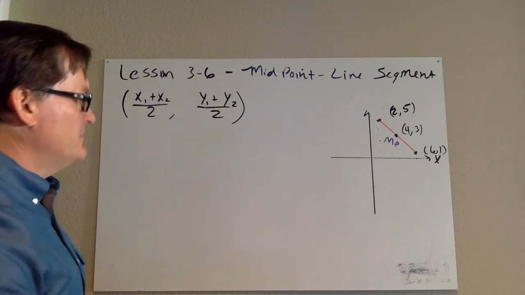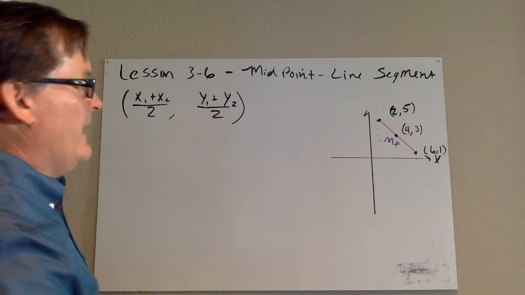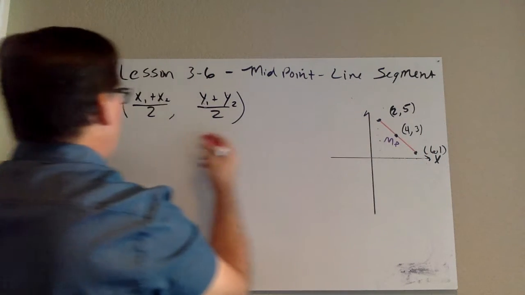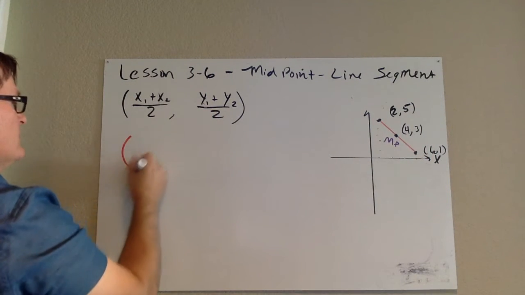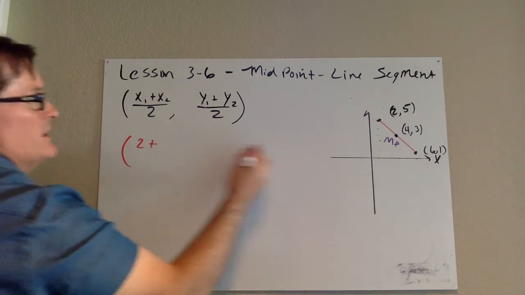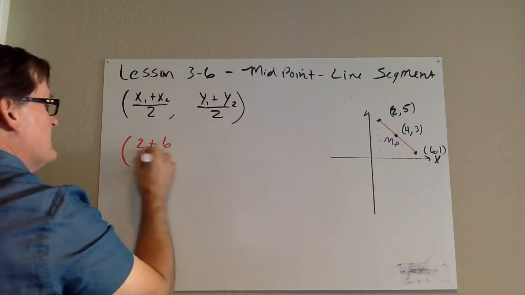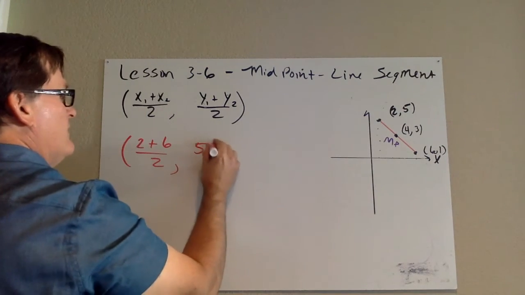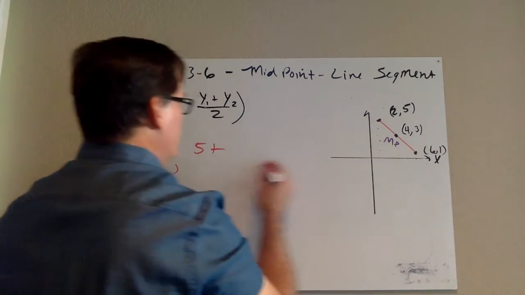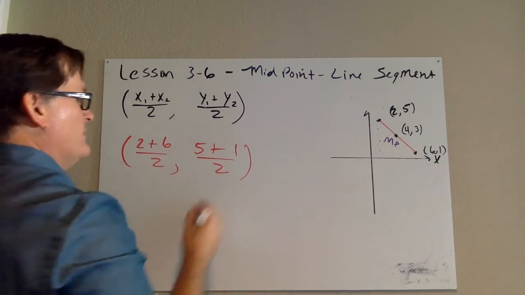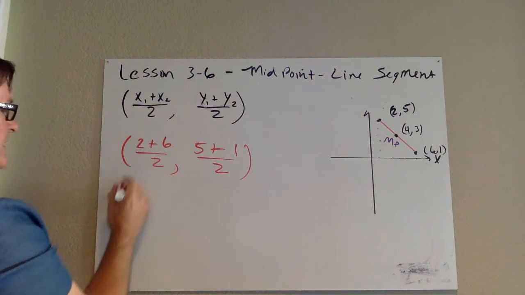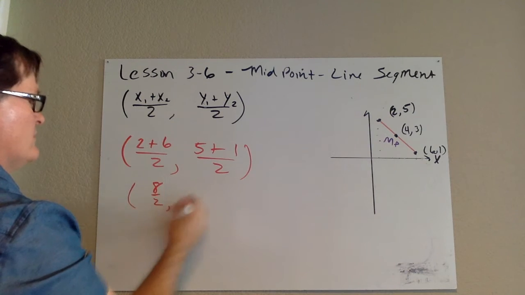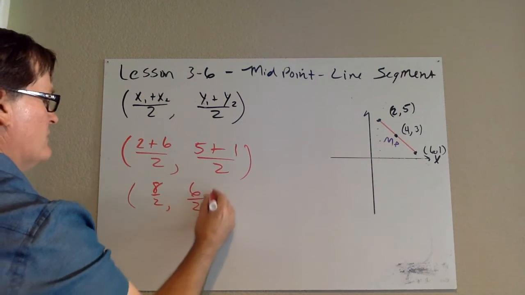Let's do the calculation real quick now. So x1, and I could choose any of these to be my point 1, it doesn't really matter, I'm going to close it in the parentheses, 2 plus my second x value, 6, average those. My first y value is 5, my second y value is 1, divide by 2 to find the average of those. And then I finish the calculation. 2 plus 6 is 8 over 2. 5 plus 1 is 6 over 2.